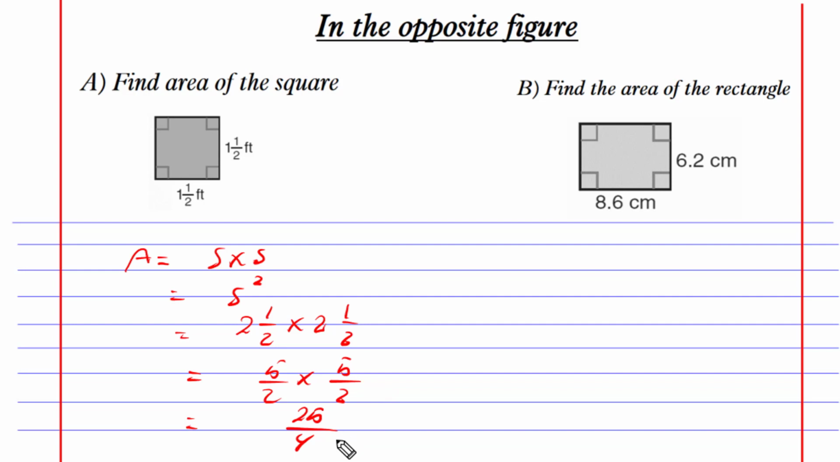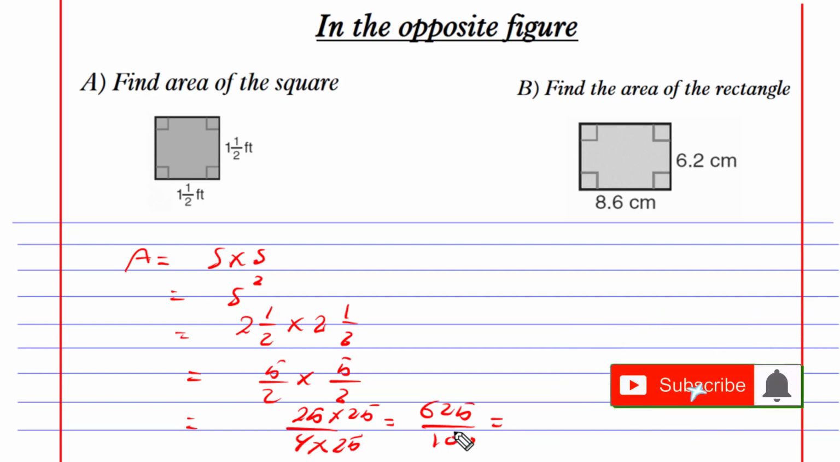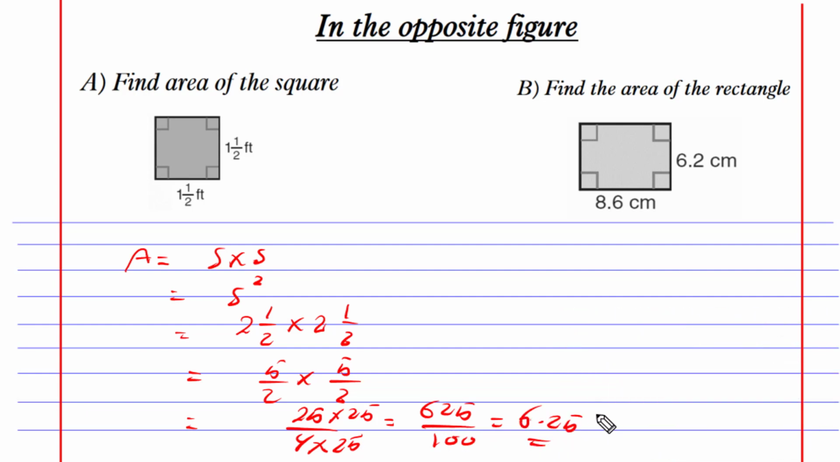We can write it as a decimal. Just multiply by 25 up and down. It will be 625 over 100. Now insert the decimal point after 2 digits from the right. It will be 6.25 square feet. This is the area of the square.